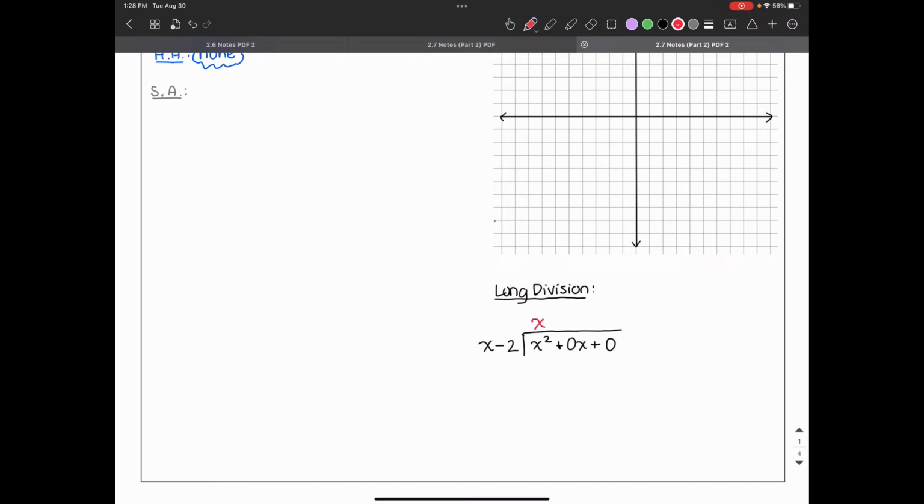Then I want to see what I have taken care of already from this thing that I have inside. In order to do that, I need to multiply x times x and x times negative 2. I need to make sure I'm distributing that x to both terms that I have on the outside. So x times x gives me x squared, and x times negative 2 gives me minus 2x. I know this is what I've taken care of so far, so I can subtract it from the total that I started with inside.